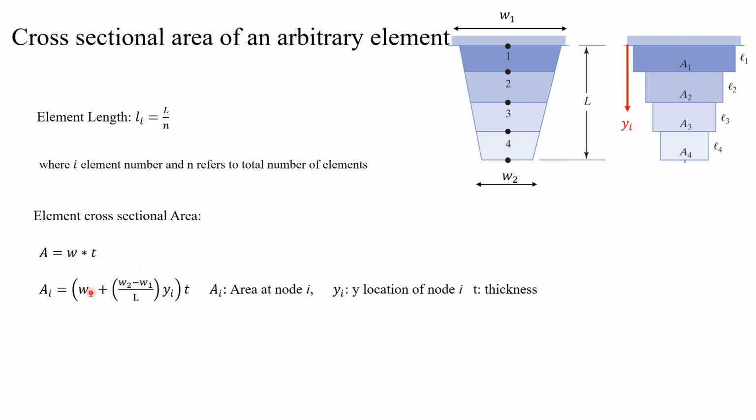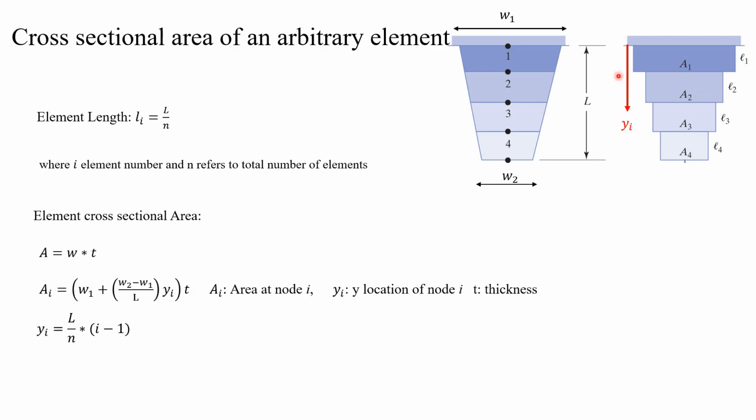So w is simply this, I'm writing an equation of a line: w1 plus (w2 minus w1) over L. This is the slope, y minus y divided by x. Slope times yi, and then times t, the thickness. So yi here is changing from 0 to the length of our element. Or if I want to write it in the form of a function, L divided by N, that would be the length of one element, times i minus 1.